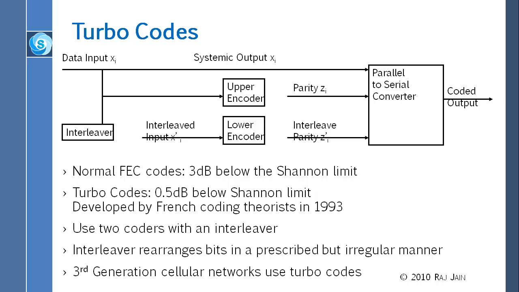And what you do, you take some input and then you send it to one coder, which is called the upper coder, and whatever extra bits come out, you combine with the bits you had. Plus you take the same input and interleave. Interleave means you just change the bits around and then send it to another coder, and then whatever comes out is combined with that. So the combination of all these 3 things you send out, then you have a very high bit rate. Then basically you can get very close to the Shannon limit.